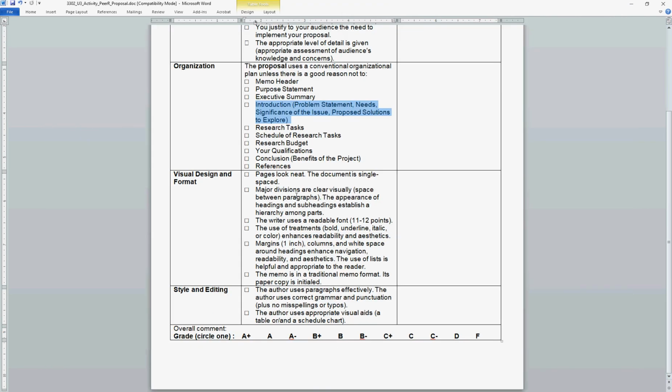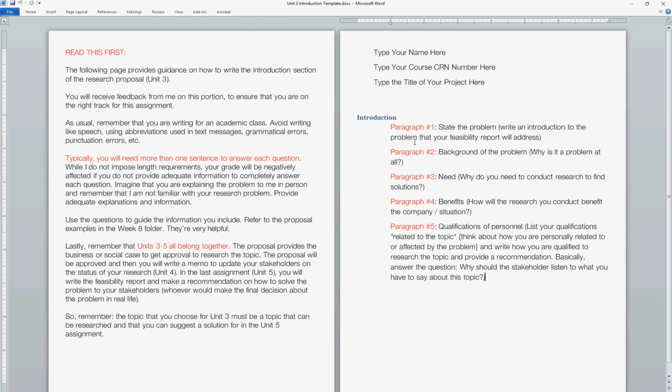Your pages should look neat, single space, just things that you're used to by now with writing in the college space. Major divisions are clear visually, so I've kind of gotten you started off here with just putting this little subheader of introduction and then the paragraphs. You can keep it like this, or you can design it some other way, but definitely don't turn in this document with just one huge block of text with no paragraphs, no nothing. That would not be okay.